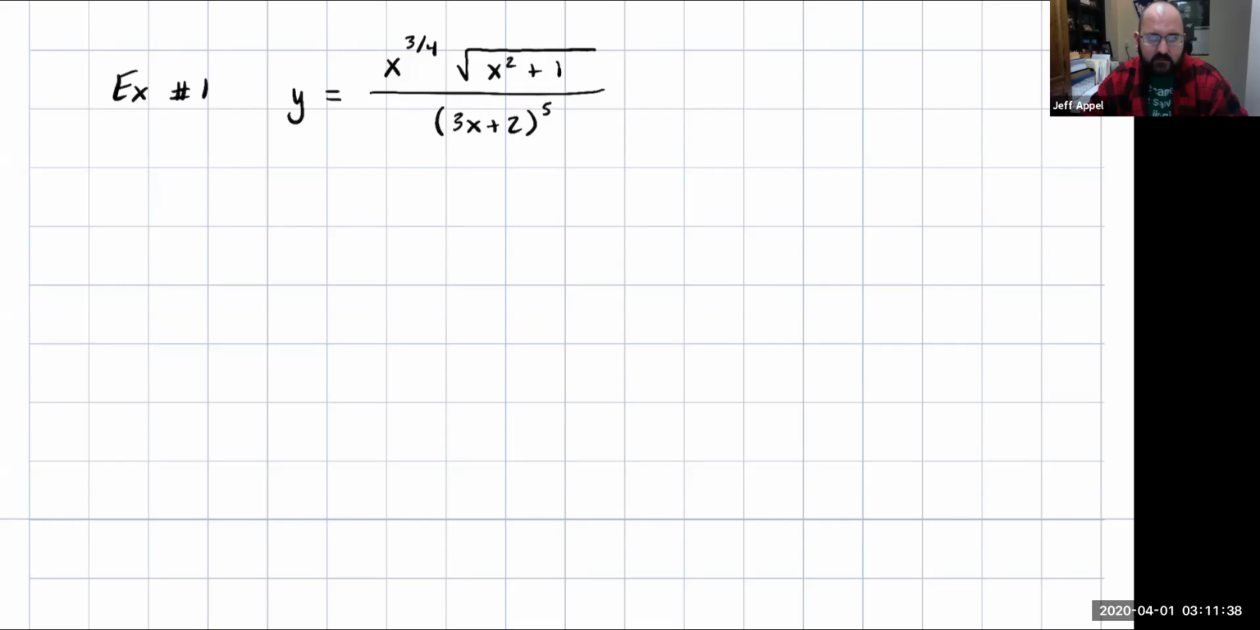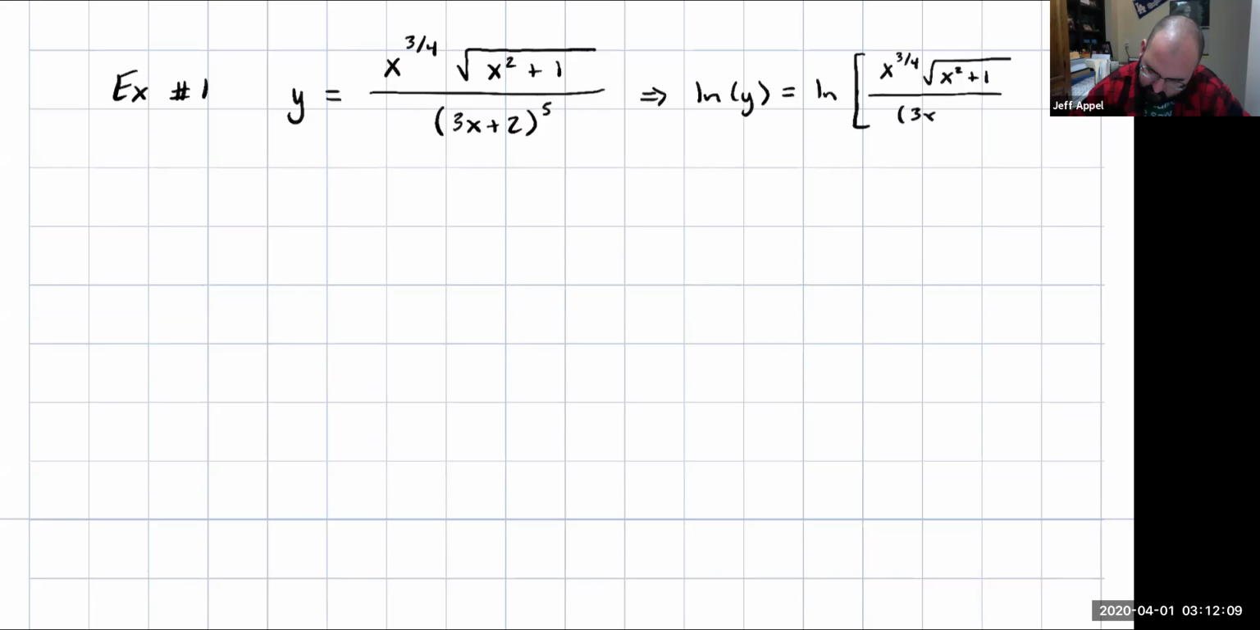So the first step is to take the natural log of both sides. I would begin by taking the natural log of y and setting that equal to the natural log of all this mess that I have here: x to the 3/4 times the square root of x squared plus 1, all over 3x plus 2 to the 5th power. I think we can just barely make this fit on the screen. And there we go. Okay, so we're taking the natural log of both sides.